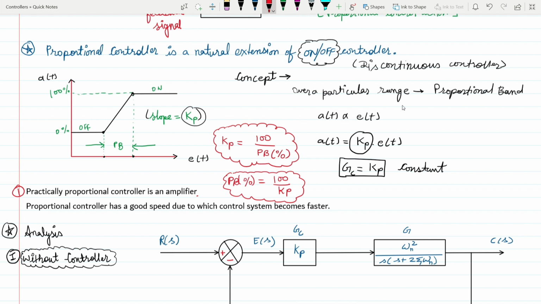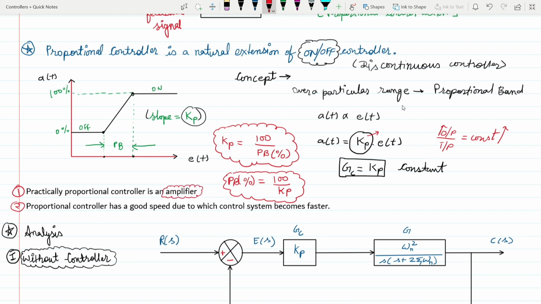How is it an amplifier? In the practical case, when you increase the value of this Kp, generally it is just the output by input equal to some constant. So when you increase the value of this constant, your output will be increased. So in that case, we can say it is an amplifier, like amplification of the given input. So you can call it an amplifier.